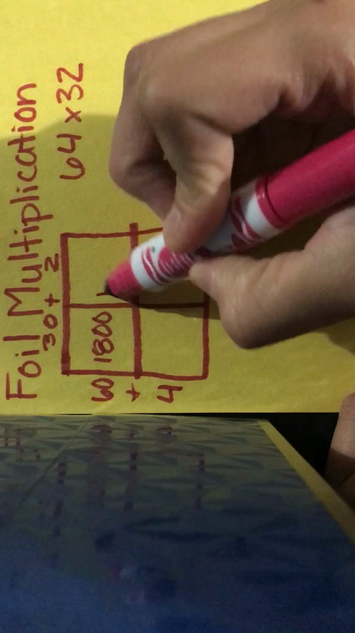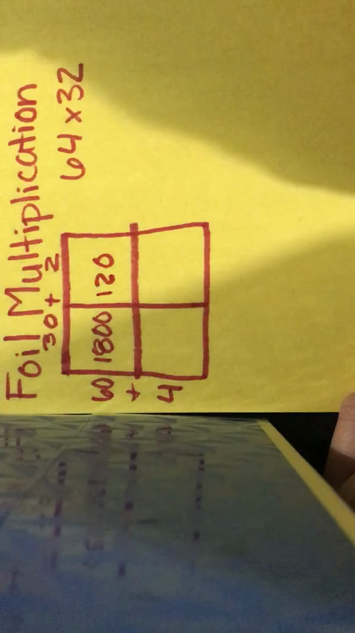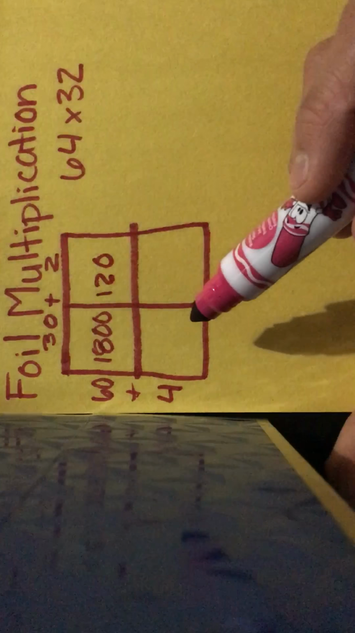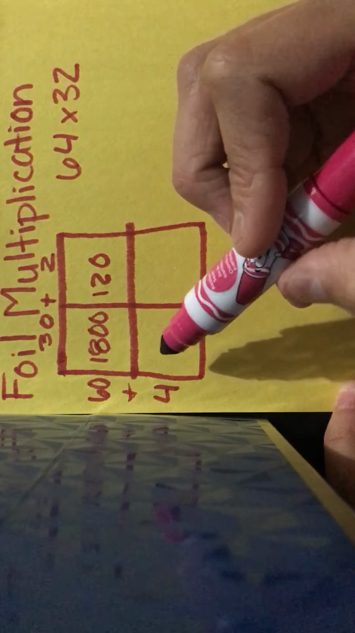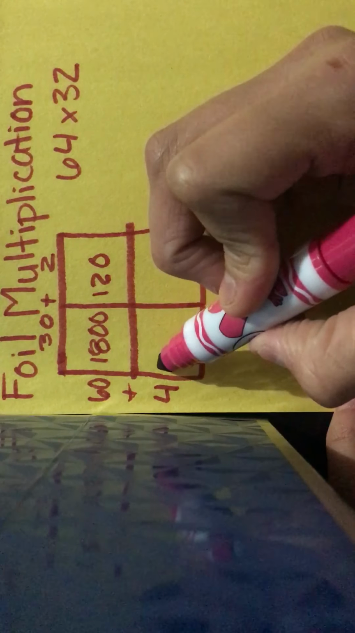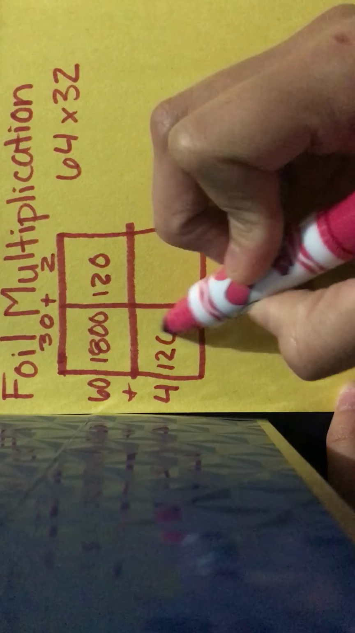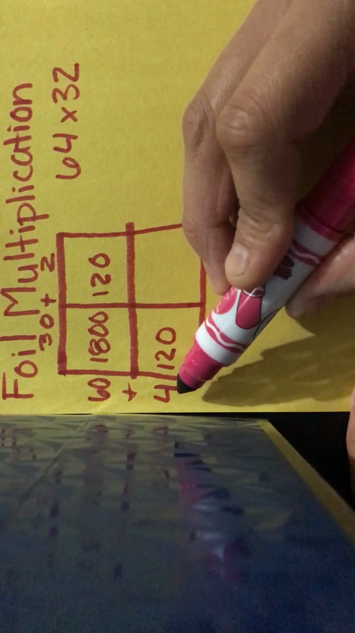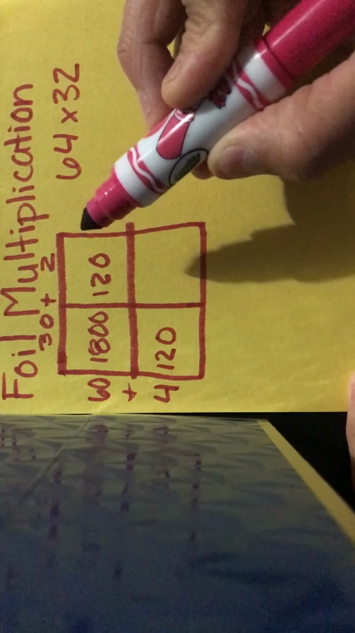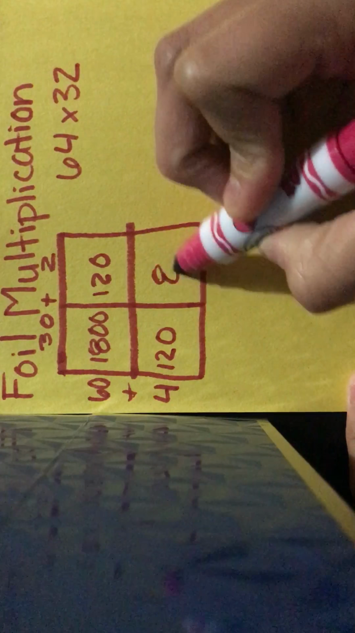So now what they'll do next is multiply 60 times 2, or they can do 6 times 2, which is 12, and then just add their 0. And after that, they would do 30 times 4, or 3 times 4, which is also 12, and then just add your 0. And then lastly, the students will do 4 times 2, which we know is easy, that's 8.